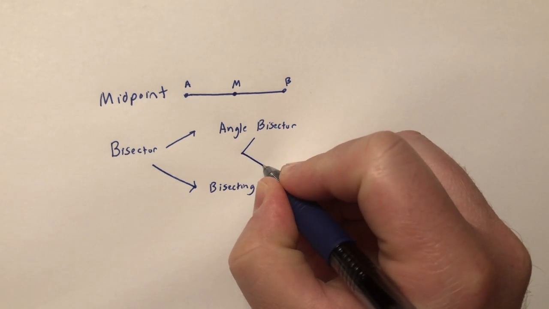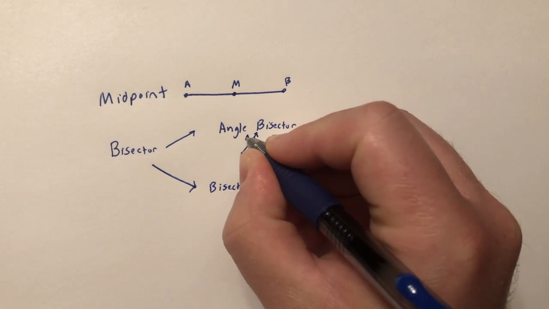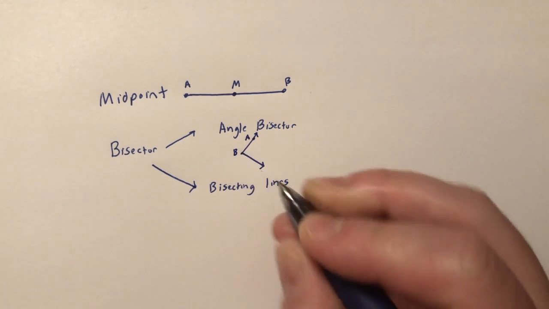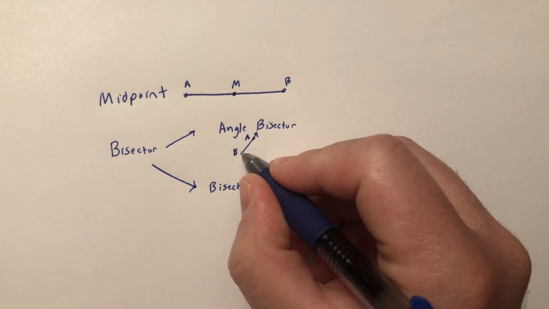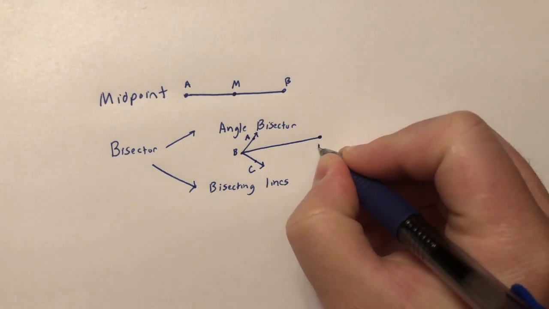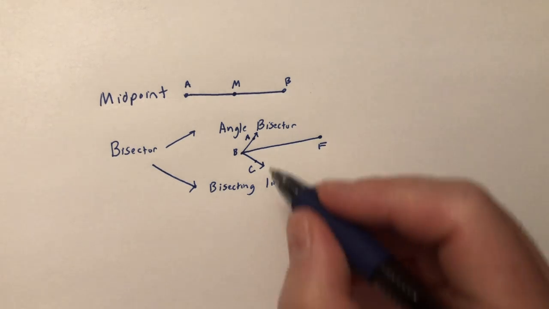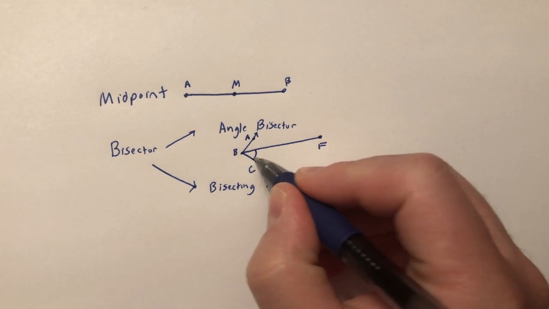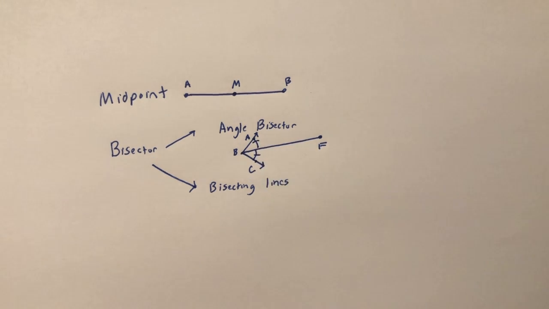So an angle bisector would be something like this. You got an angle right here. Okay, we're going to denote it A, B, and C. And the line BF bisects the angle ABC. What does that mean? That means it cuts it into two equal pieces.